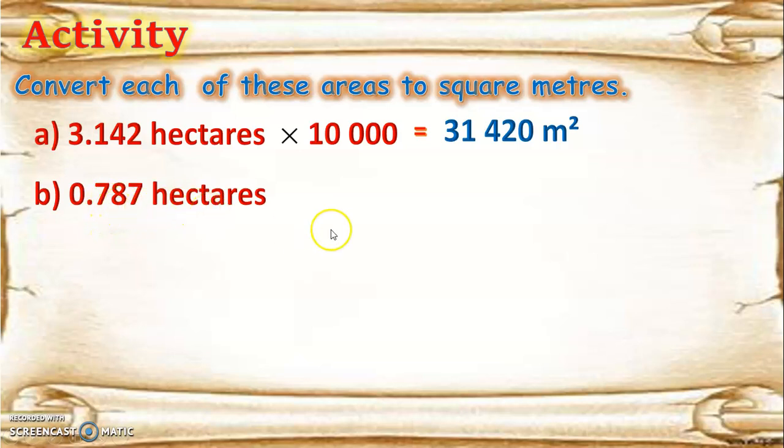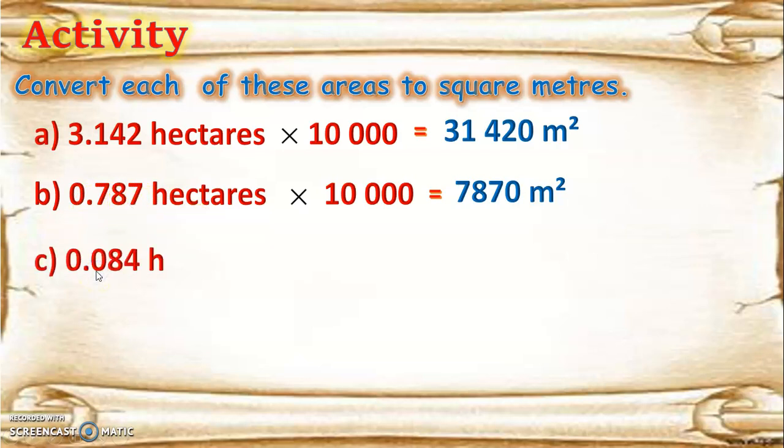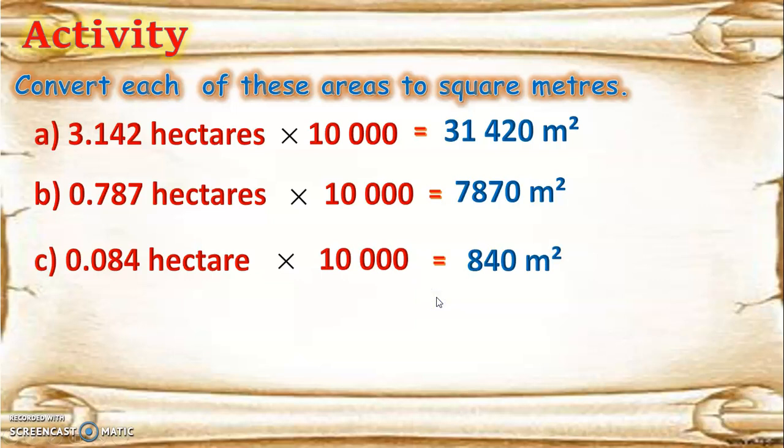Next given is 0.787 hectares times 10,000. It is equal to 7,870 meters squared. So the same thing, it's just a movement of the decimal. Okay, next given is 0.084 hectares. Then multiply it again by 10,000 in order to get the square meters. It is equal to 840 meters squared.